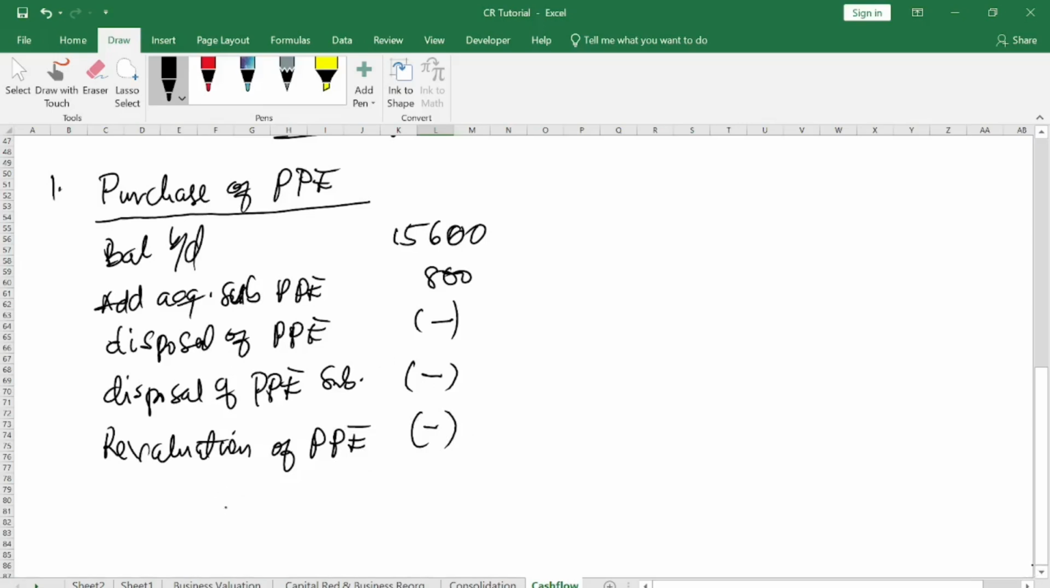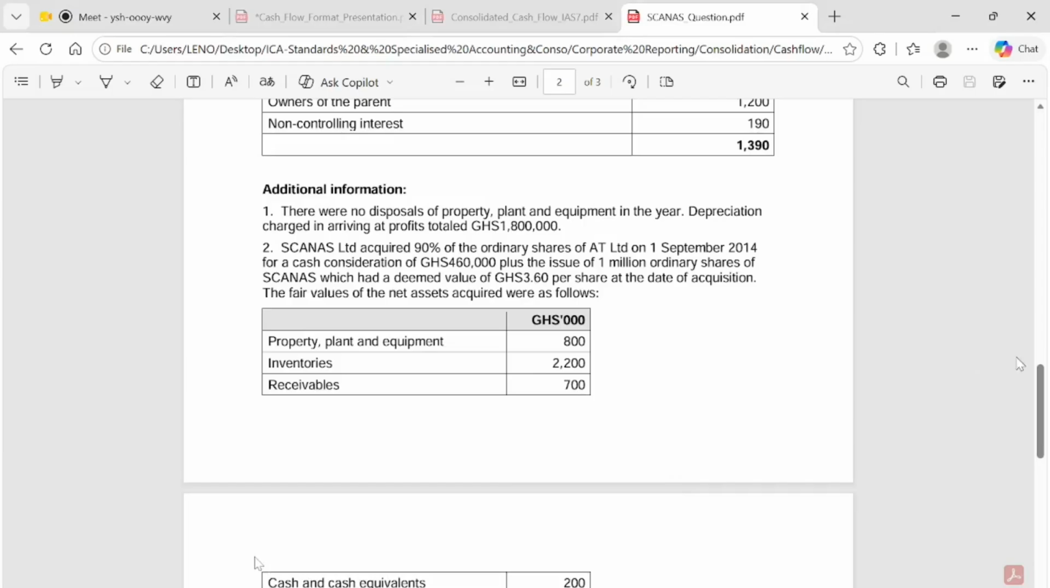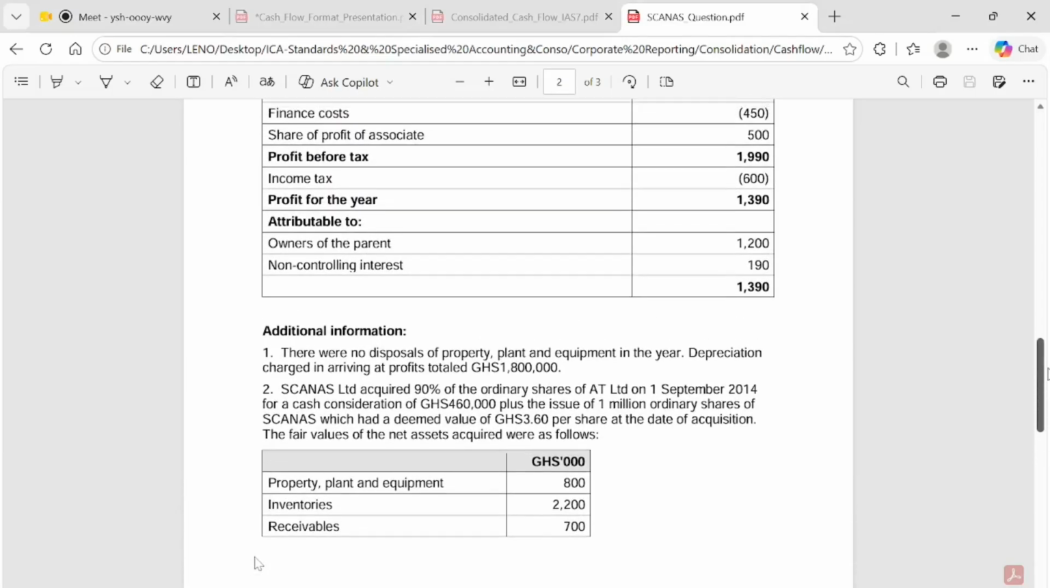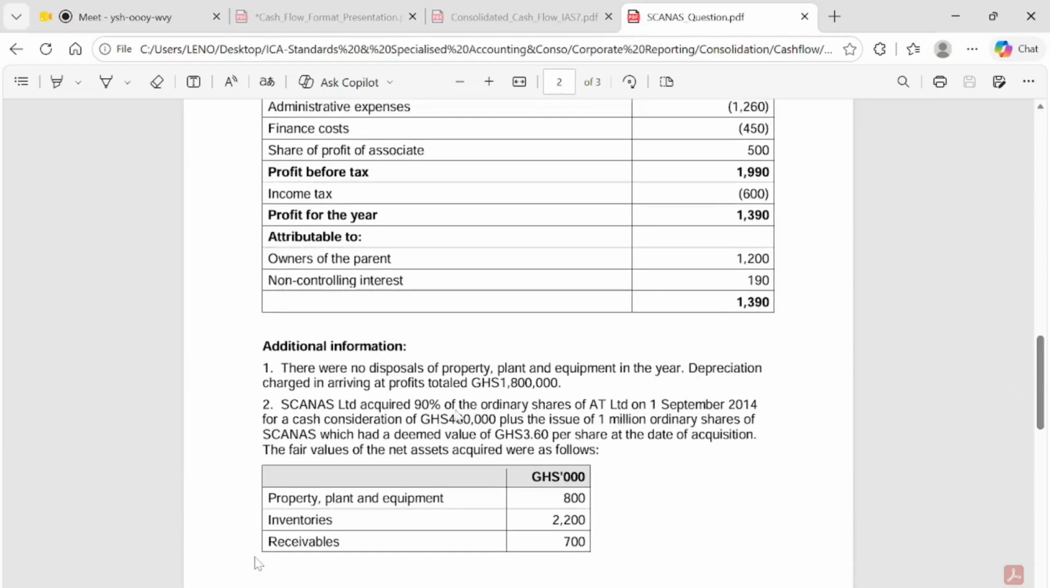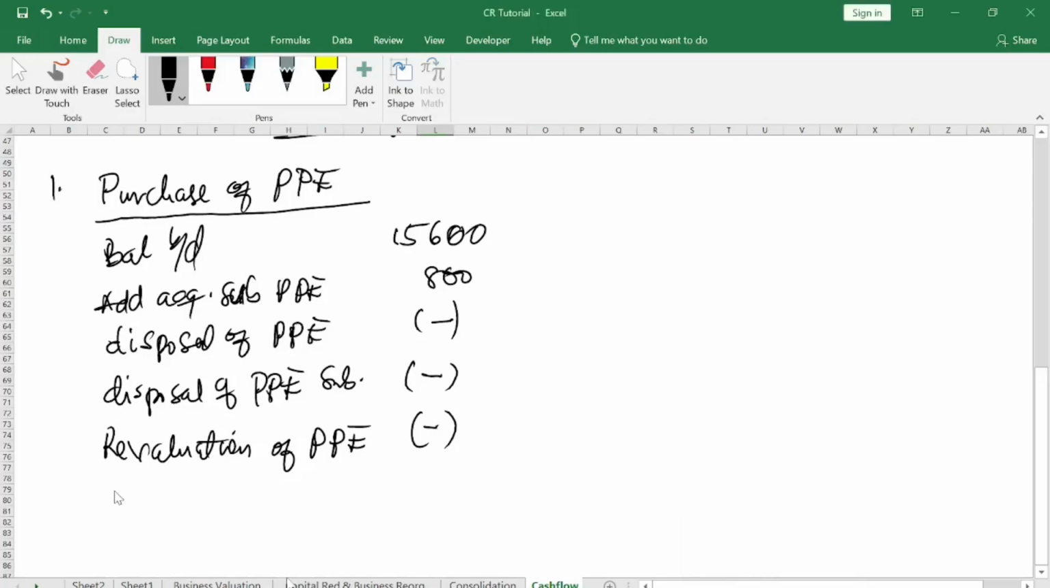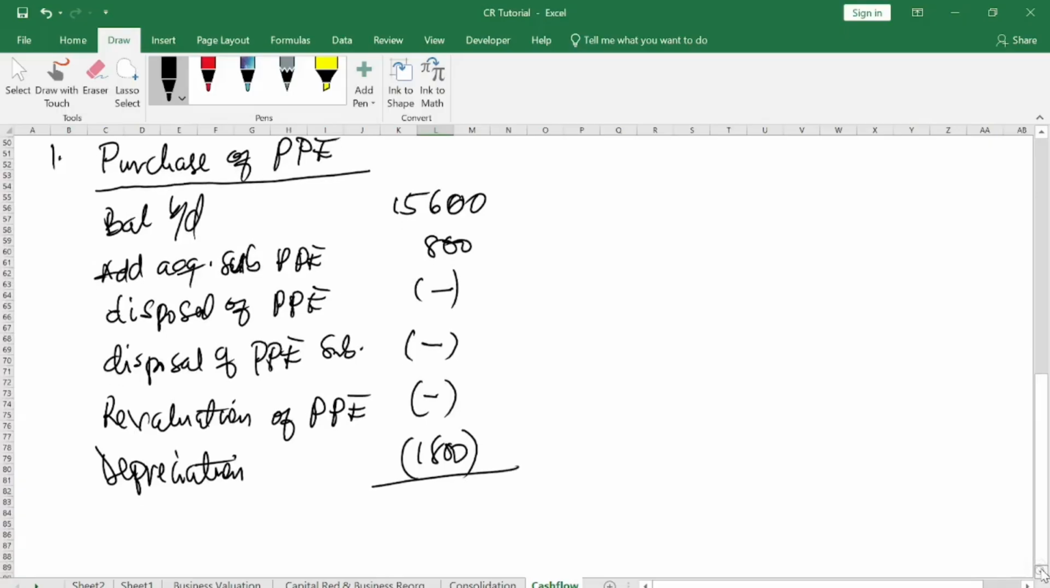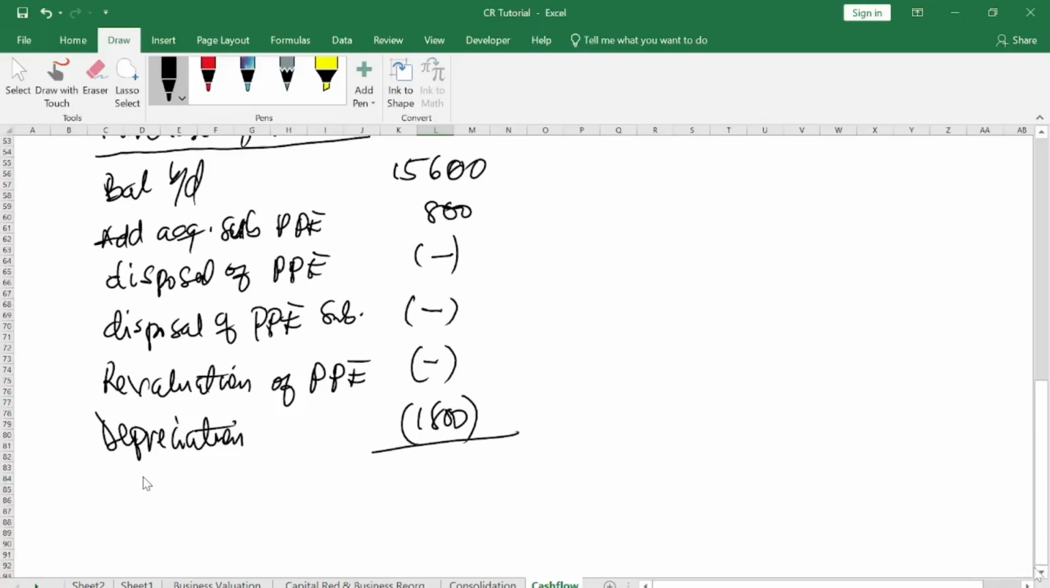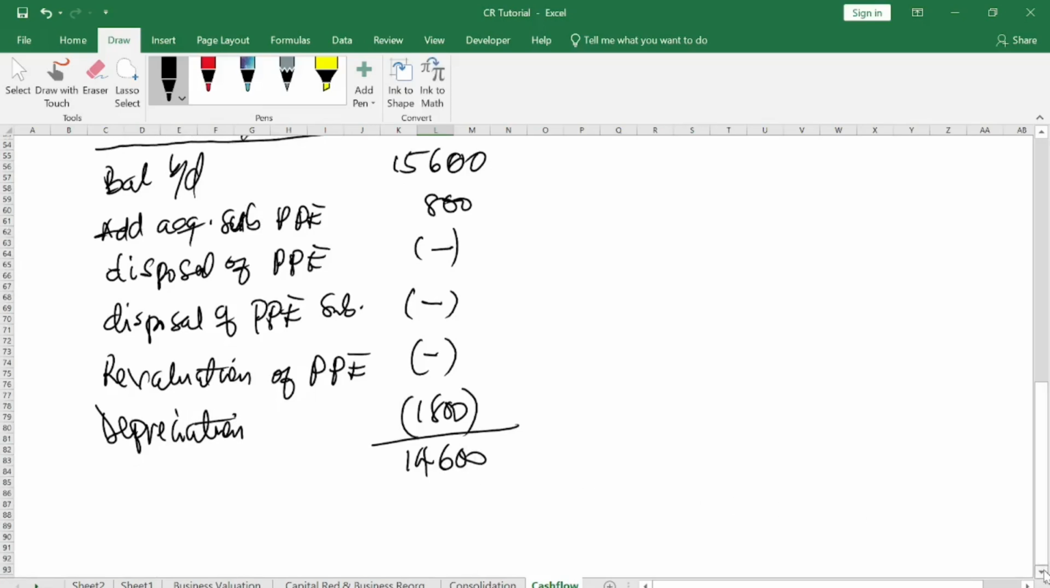Then let's go on. Is there any depreciation of PPE? Yes, we have depreciation at the subsidiary side. At the subsidiary, the depreciation is how much? 1,800, right? Yes. So you come and then less depreciation, because you know that depreciation is less. When you less it, what do you have? Apart from that, that is all that you work on PPE. So what do you have? Sir, 14,600. Now, you add 14,600.